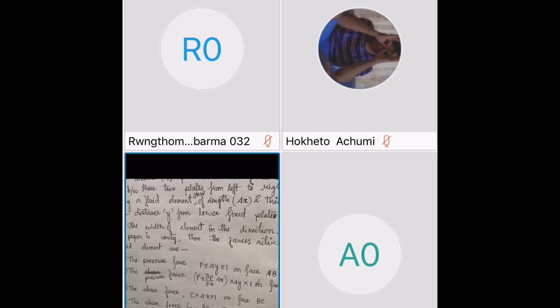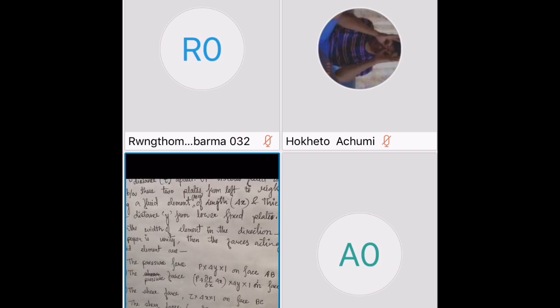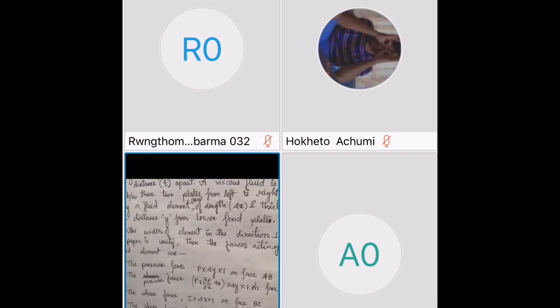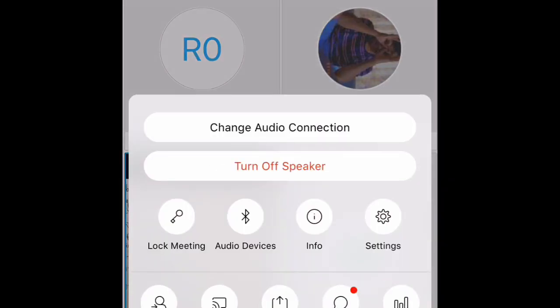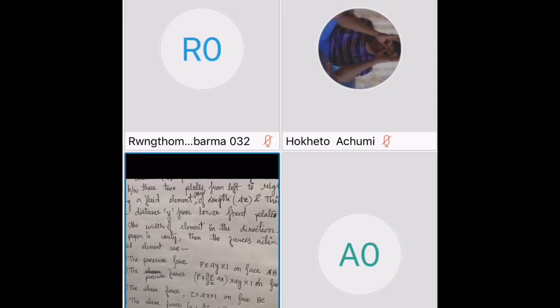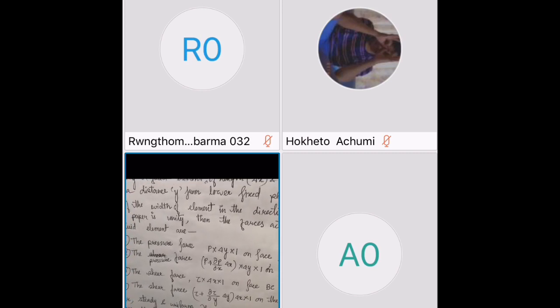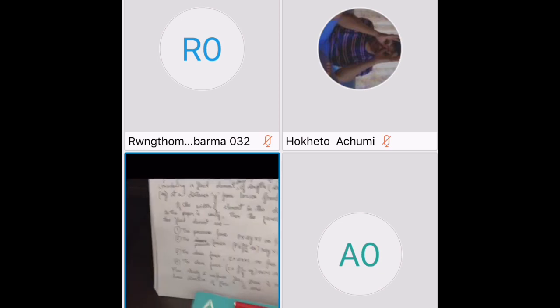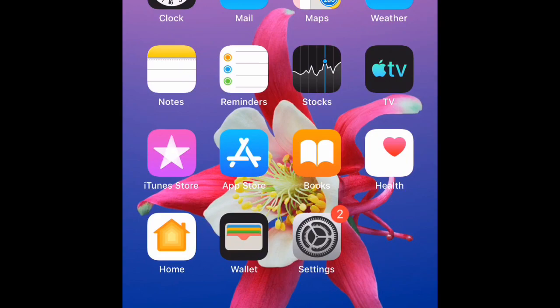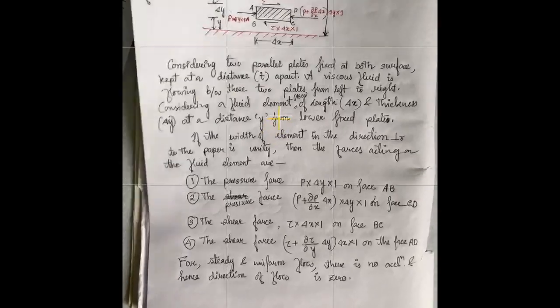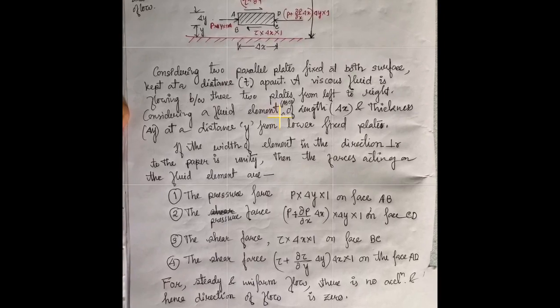Yes, yes, these are 4 forces. 2 are acting against the flow and 2 are acting towards the direction of the flow, from left to right. Okay, let me share one screen. It is better if I share it as a screen. Wait for a while.